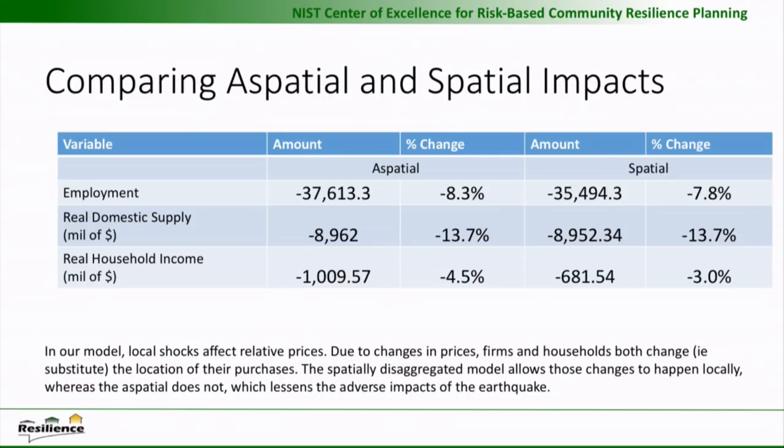So what you find is that when we shock the aspatial and spatial models identically, the economic losses are larger in the aspatial model because no substitution can occur. As an example, employment falls by 37,000 workers in the aspatial model and 35,000 in the spatial model. So what we're arguing is if you used an aspatial model to model a disaster, you're going to overestimate the economic impacts. With a spatial model, you get all this substitution going on, and in fact, the losses are somewhat less. Not a lot, but in terms of recovery processes, it can be important.